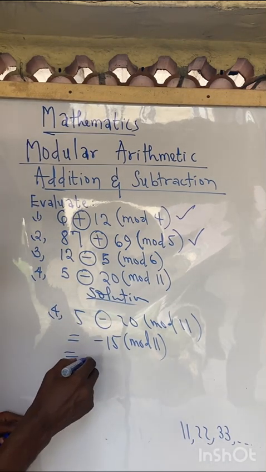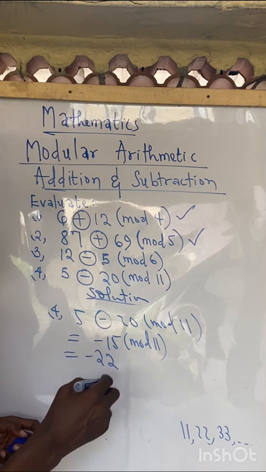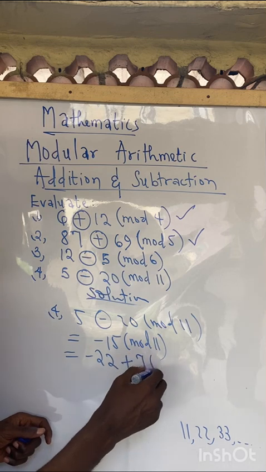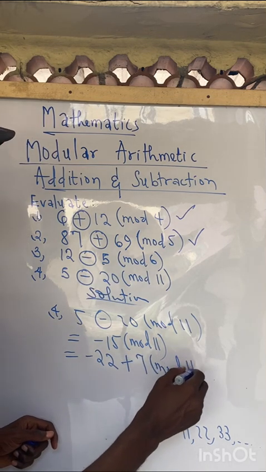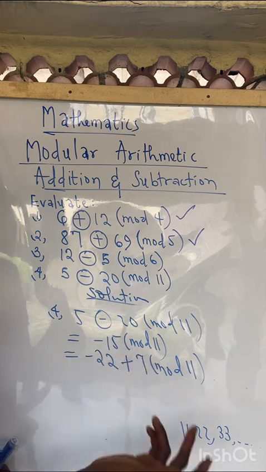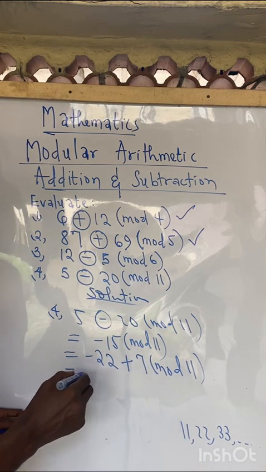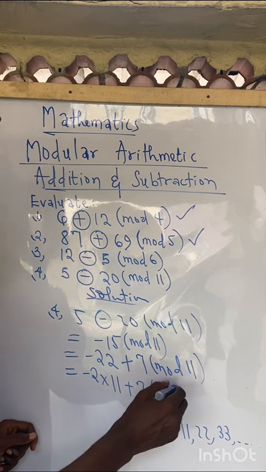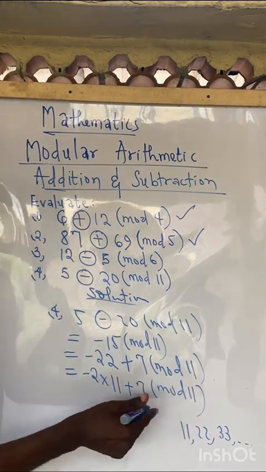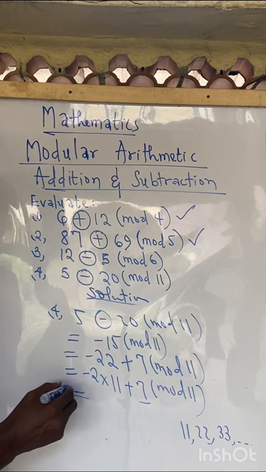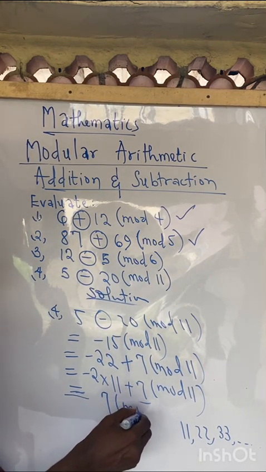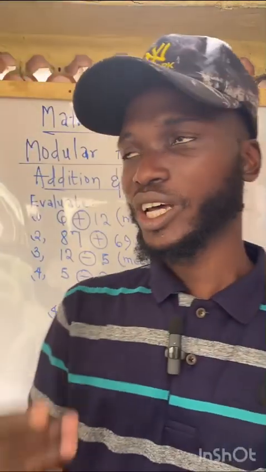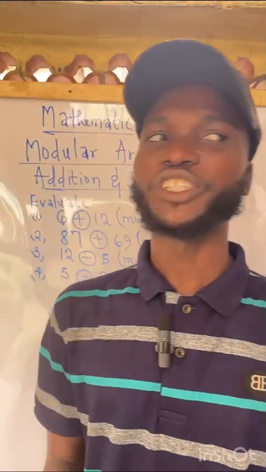Let's write it as minus 22. Minus 22 plus what will give me minus 15? That's minus 22 plus 7 mod 11. This is the same thing as minus 2 times 11 plus 7 mod 11. Now we don't need the multiplication part, we only need the residue. That means the answer will be 7 mod 11. And that is our final answer. You can see how modular arithmetic is easy. Thank you for viewing this. God bless you.